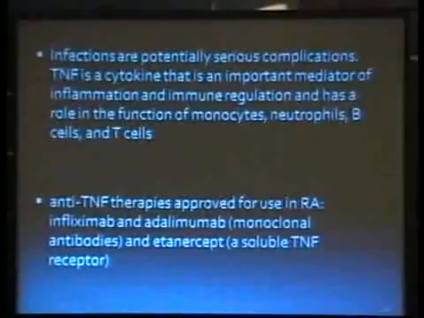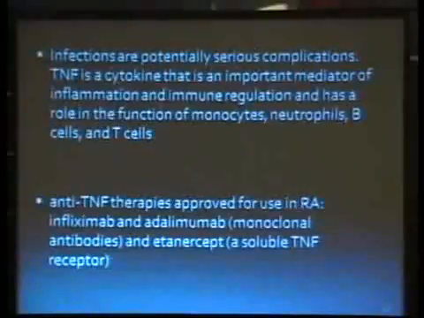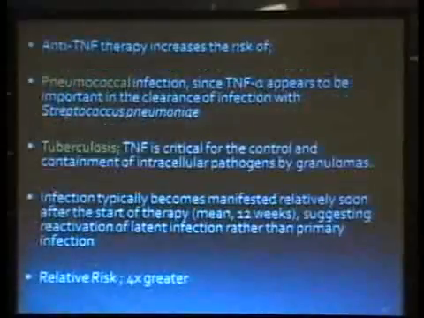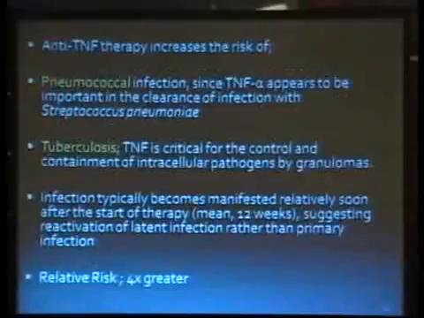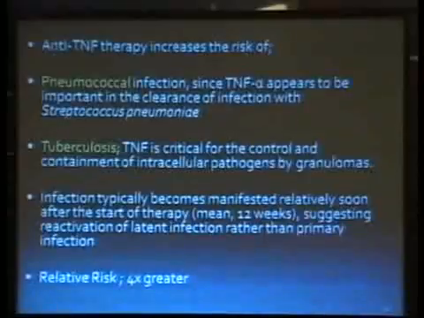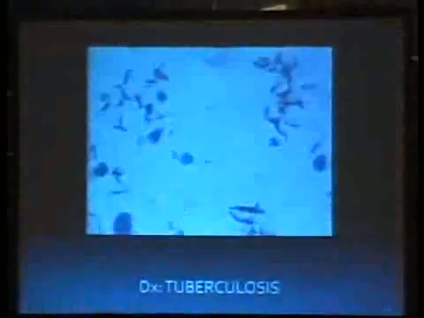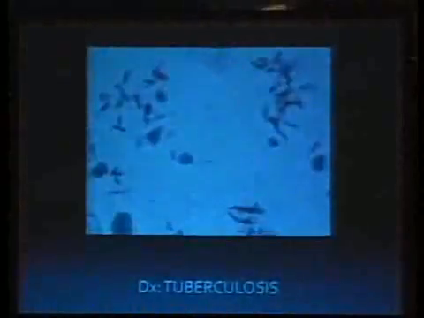The problem occurs when we look at TNF modulation. We know that this is a cytokine that's important for all kinds of inflammatory responses, and suppressing TNF, though excellent for modifying the course of disease, has led to problems with infections. Pneumococcal infections specifically, but also tuberculosis. And we know that this can happen usually as a reactivation, usually within the first 12 weeks of therapy, and the risk is 4 times greater than that of people who do not have rheumatoid arthritis. This is a representative specimen from our patient, and you can see that she's got acid-fast bacilli. So this lady developed tuberculosis because of the infliximab therapy.